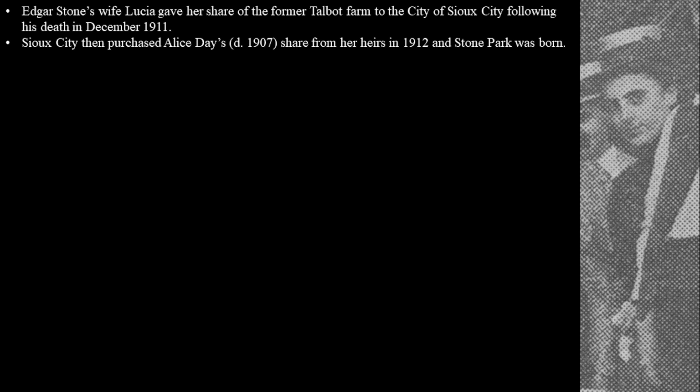And so by 1912, Sioux City controlled all of what had been Talbot's farm, and they created a public park out of it and named it Stone Park in honor of the Stone family that had brought that together and brought it into public ownership.